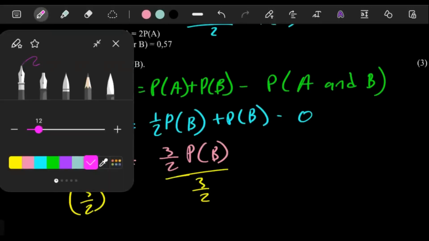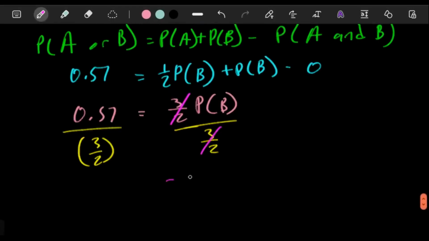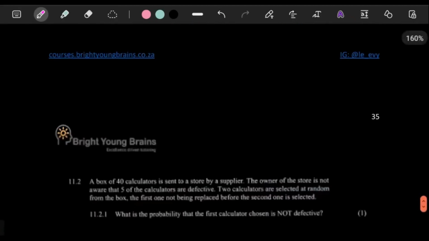What are we going to have here? This cancels this. We have 0.57 divided by 3 over 2, and that's going to give us 0.38, which is perfect.